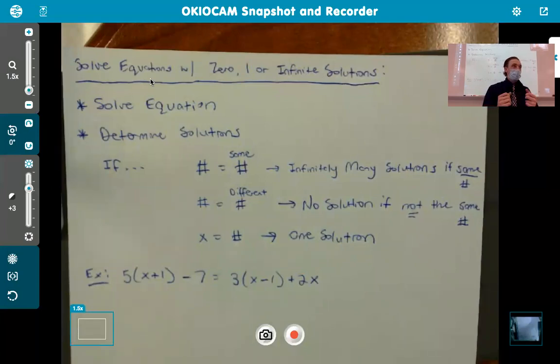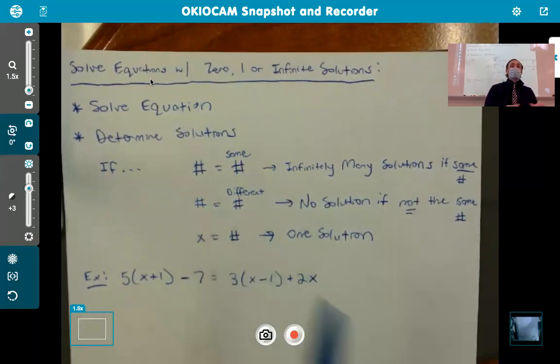On the flip side, if I have a number equaling a different number, so say I have like 3 equals -2. Well, is having 3 equals -2 the same thing on either side? Does that make sense? Is having 3 of something the same as having -2 of another?